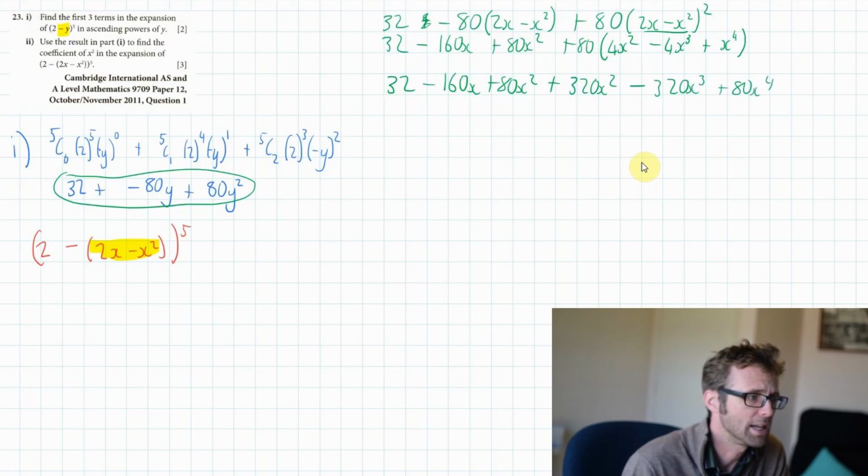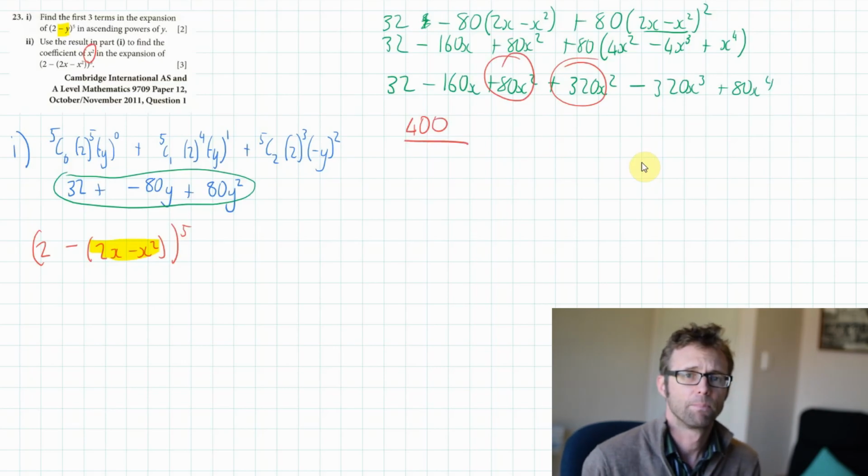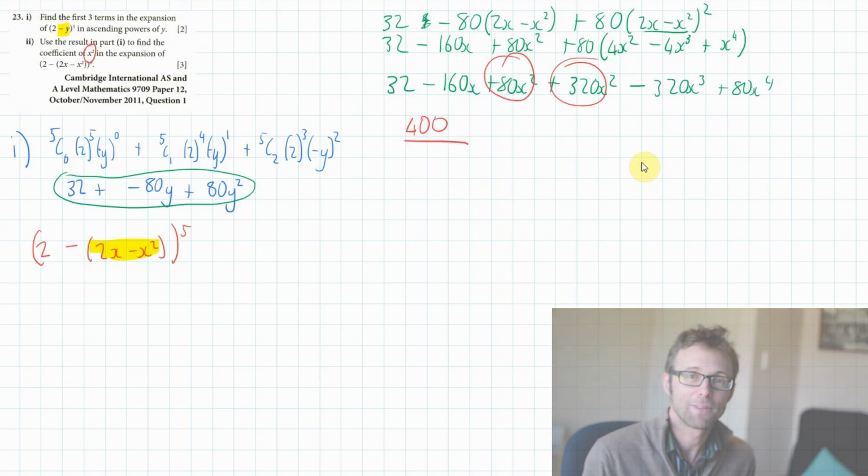Now we've got all that we need. We are trying to find the coefficient of x squared. So what is the coefficient of x squared going to be? Here's an x squared, here's an x squared, and that's all. So it will be 80 plus 320 x squared, so the coefficient will be 400, and we're done. Hope that makes sense. Have a go at some of the other ones, guys.